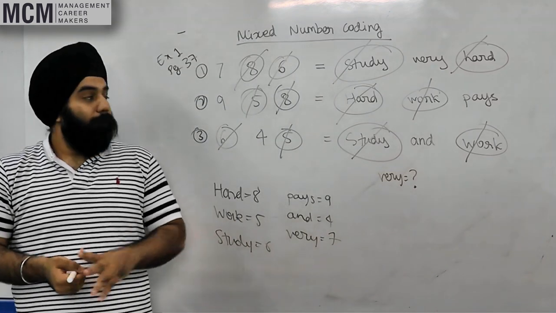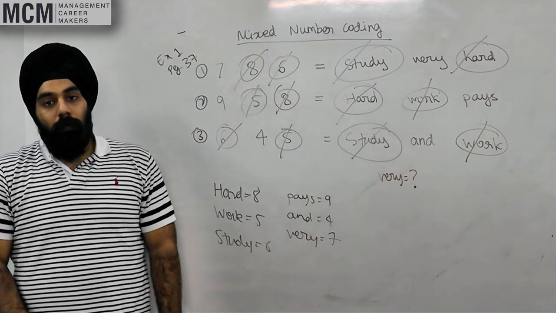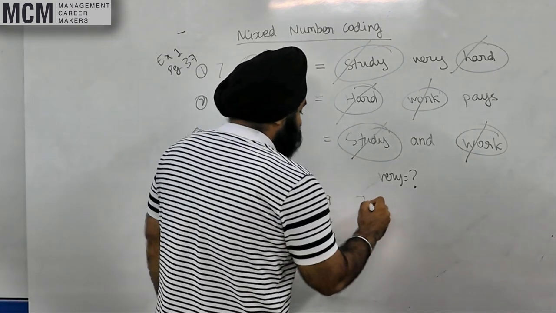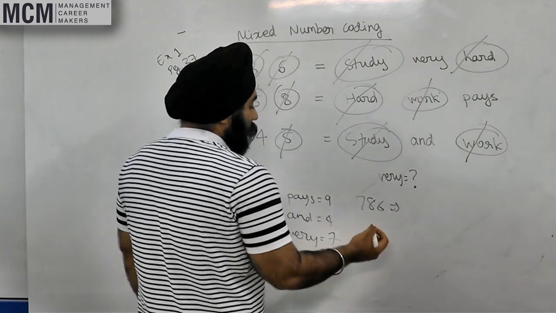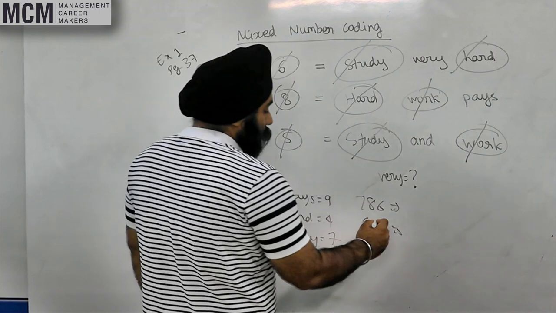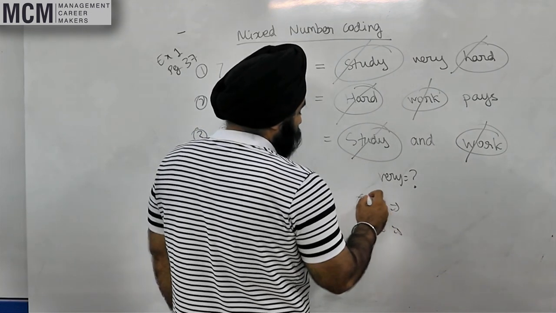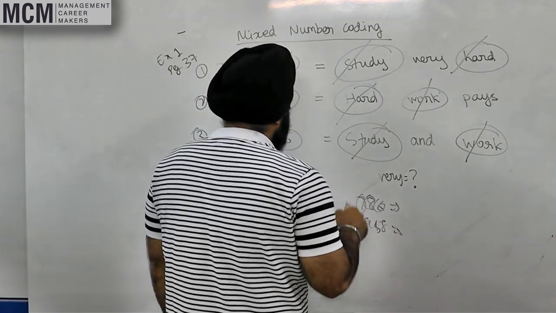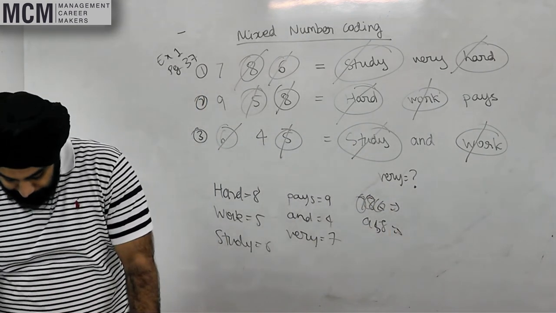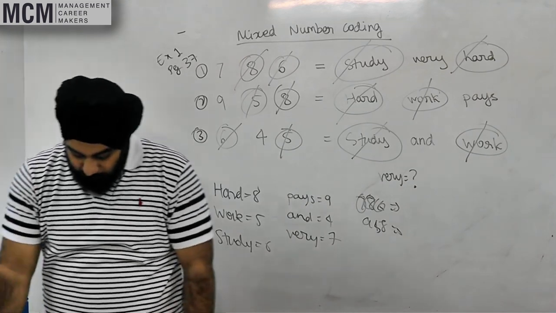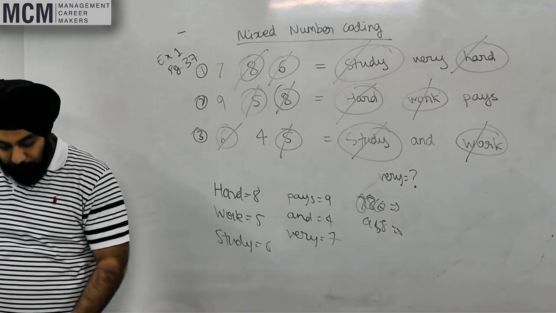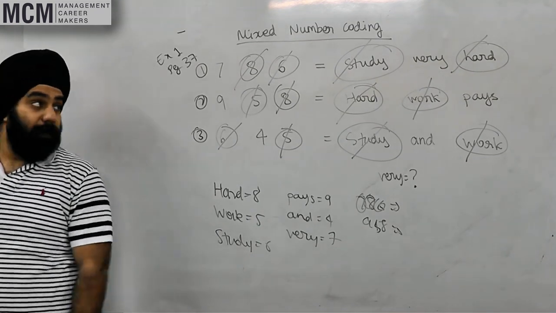The process is exactly the same. Only small complication is this. You will see it as 786 is coded as study very hard, 958 is coded as hard work pays. So this is not 958 to take as individual numbers; 786, 958. And you will be able to easily do it. You can solve the second solved example on page 37 and then do actually all the questions of the exercise on page 38 and 39.